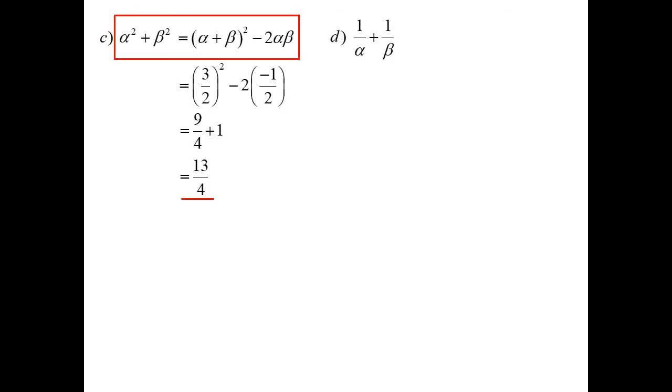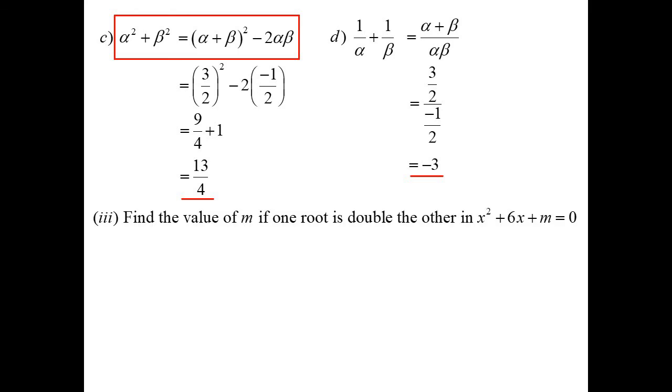Reciprocal, that's another common one. We can't just turn the two roots upside down. Treat it like an algebraic fraction. We get the sum of the roots over the product of the roots, and that one tidies up to be negative 3.